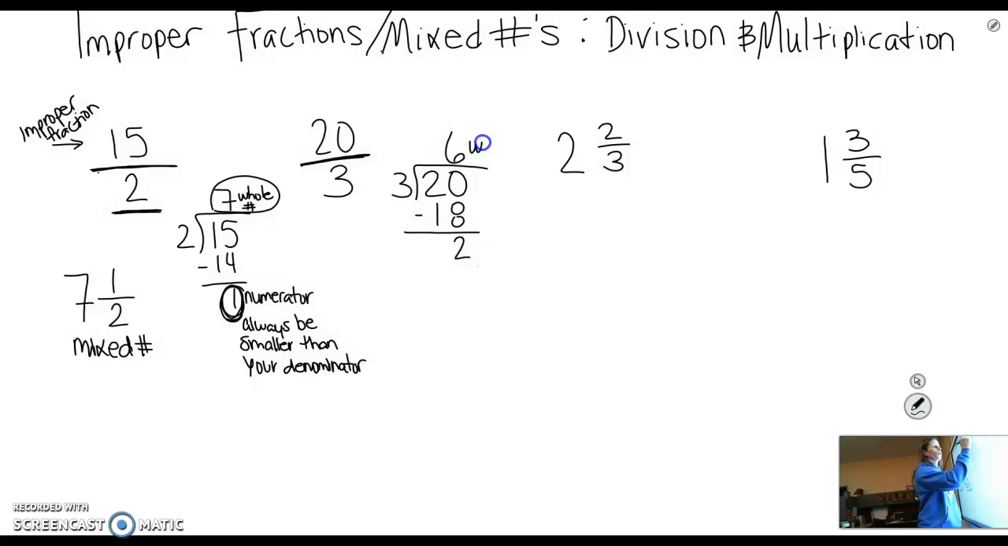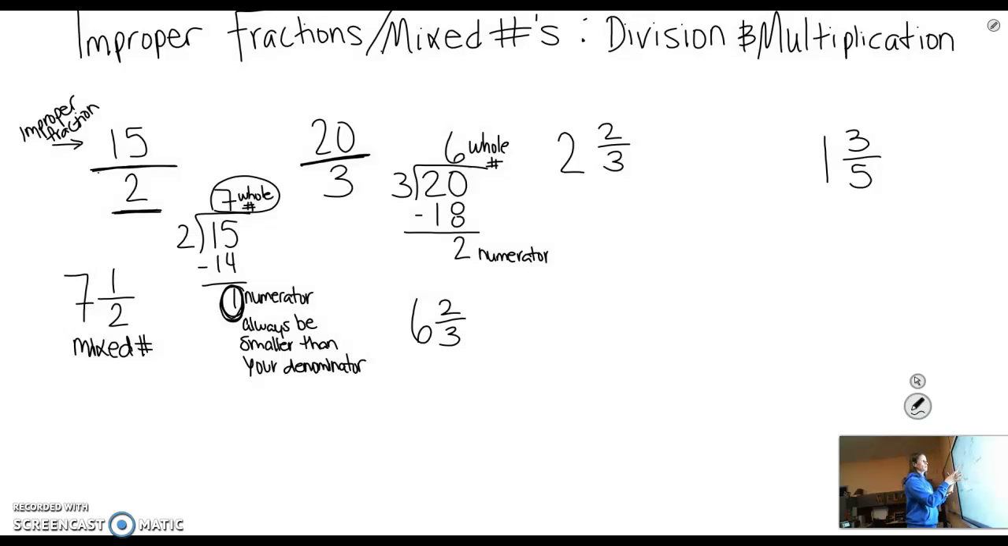So this is my new whole number. This is my new numerator. And I check and see that 2 is smaller than 3, my denominator, so I'm good there. So my mixed number is 6 and 2 thirds. Okay? Nice work.